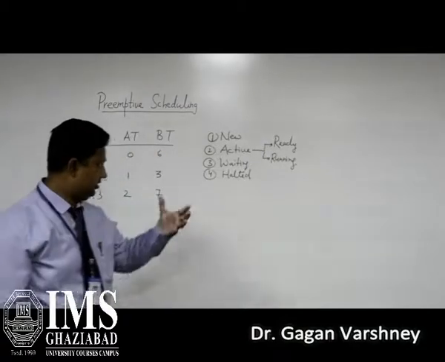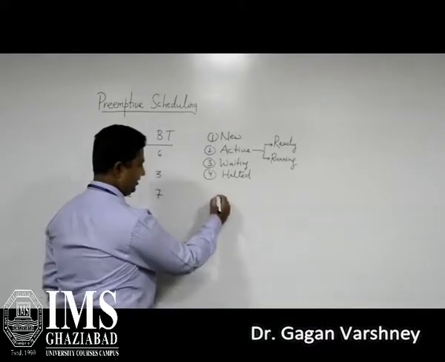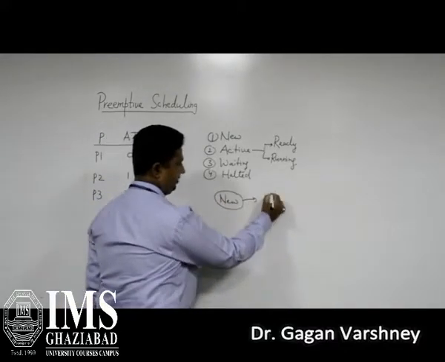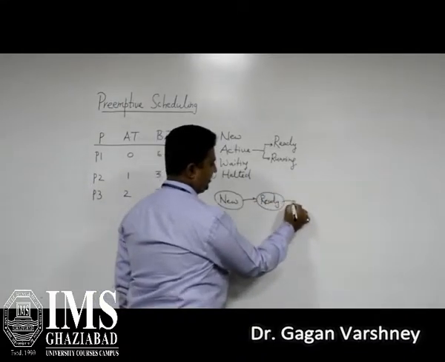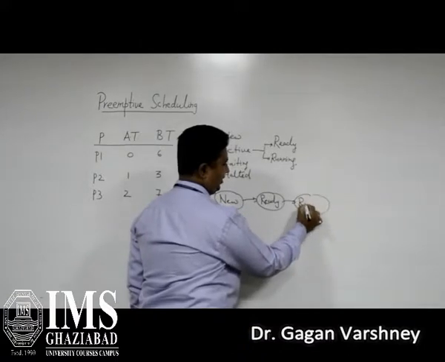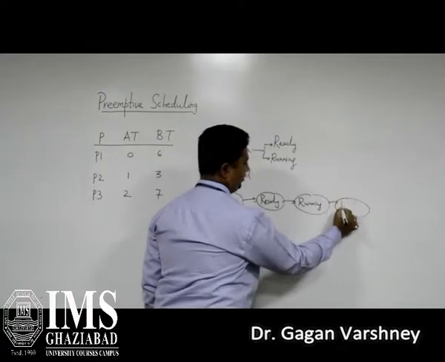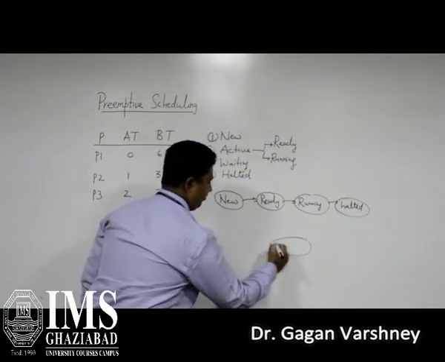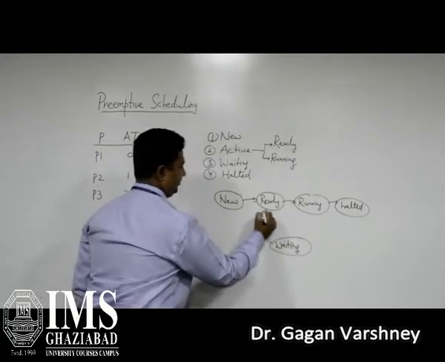Let us understand this with the help of a figure. We have a state which is called new. We have a state which is called ready. We have a state which is called running. And finally, we will have a state which is called halted. We must have one more state, which is known as waiting. This has to be there.